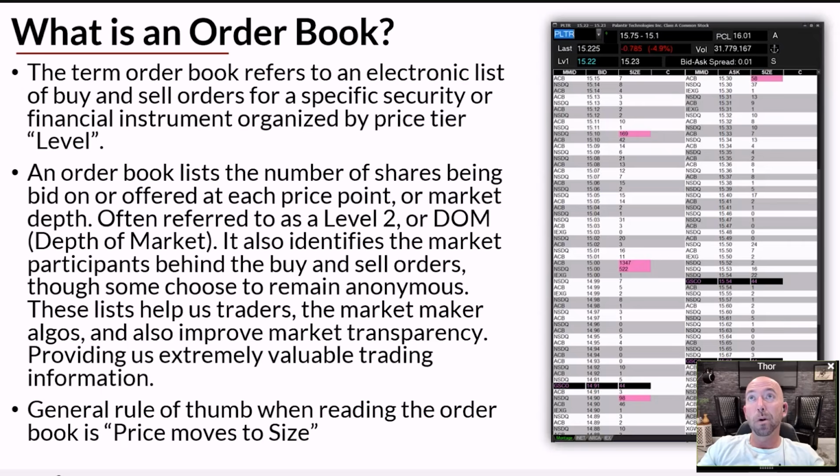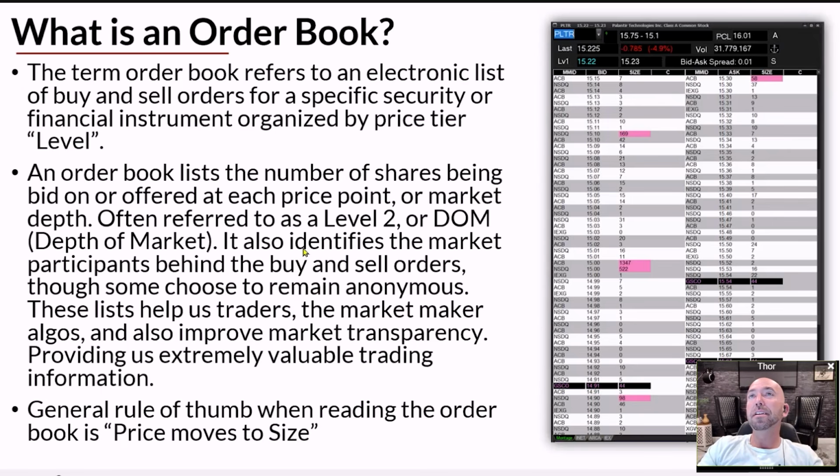Now, what is the order book? L2 in DOS, as many of you call it. The order book is an electronic list of buy and sell orders for a specific security or financial instrument that is organized by price tier or level, right? This is why we call it the level 2. This is also why we call it the DOM, or depth of market. So order book, DOM, level 2. These are all synonyms, right?